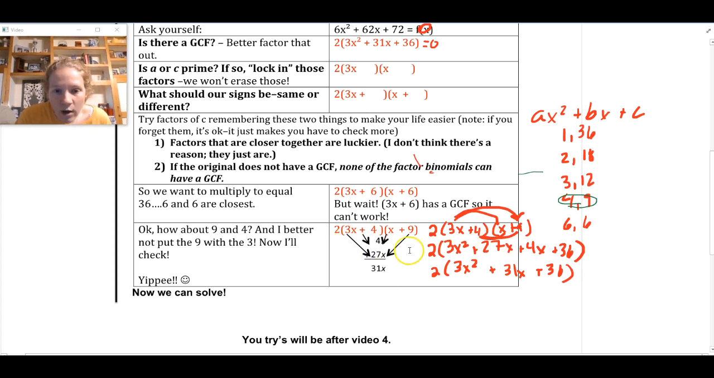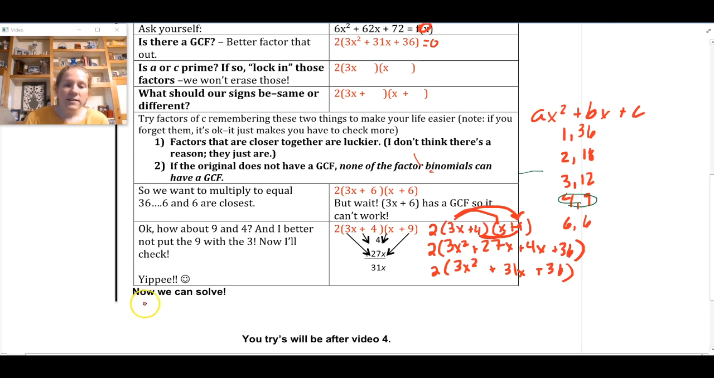Guys, the reason I only checked that middle term there is because we already know that 3x and x are going to get me 3x squared. That's how we decided what to lock in here. We already know that 4 times 9 is going to get me 36, my C value. That's how we decided what to try. So the only thing I really need to check are my outer products and my inner products and see if they add up to that B that I'm looking for. Okay, so now that we've got it factored, we're ready to solve.